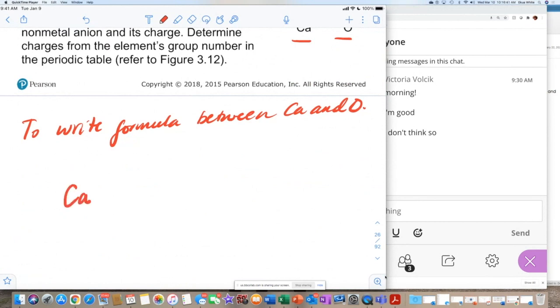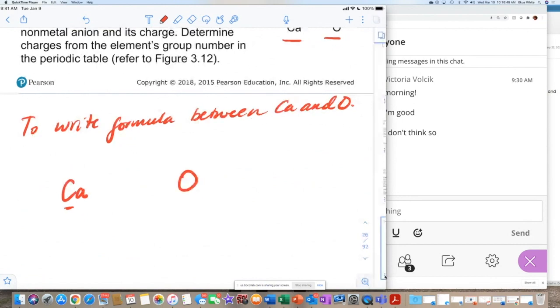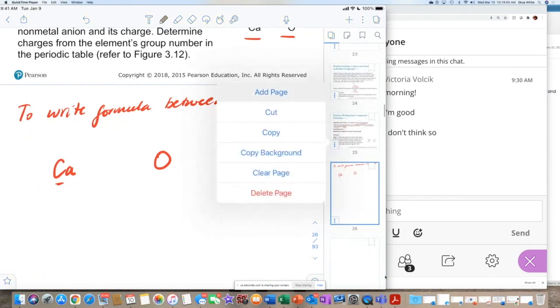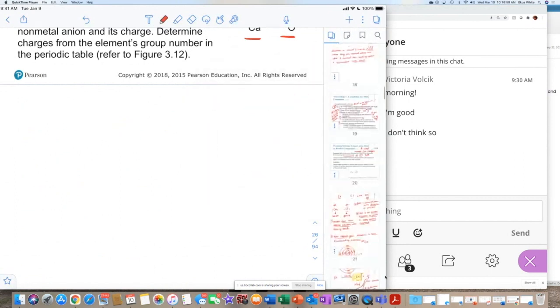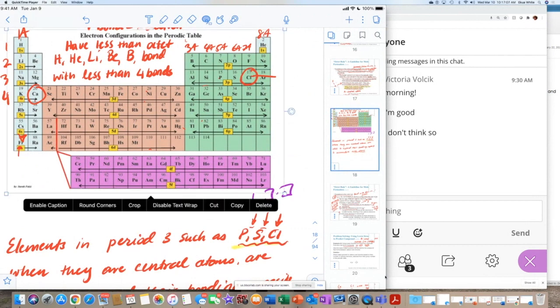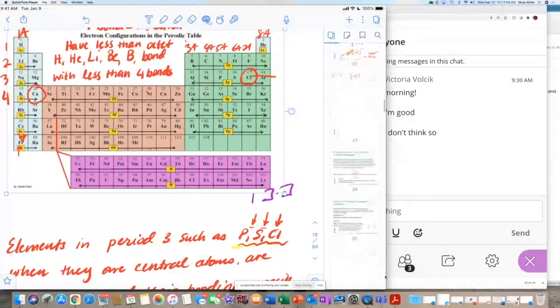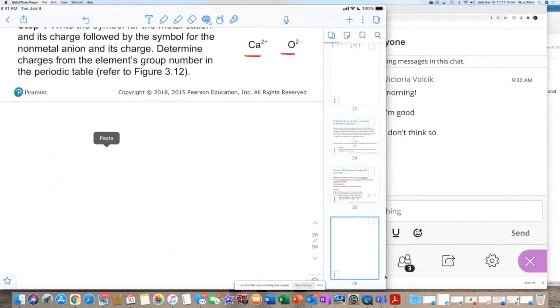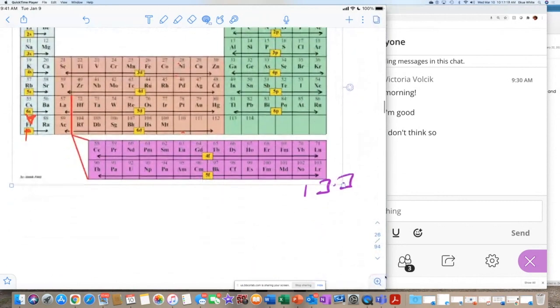The other way to do this, look at your metal and your nonmetal, right? Calcium is in group 2. So what I'm going to do here is add a page, actually add a page above it, and then bring back that periodic table that was here. Okay, copy this, and then let's see, where am I? Down here, and then see if I can paste. Can I paste this here? Oh, great. Okay, so as I'm working on this part here, calcium and oxygen.